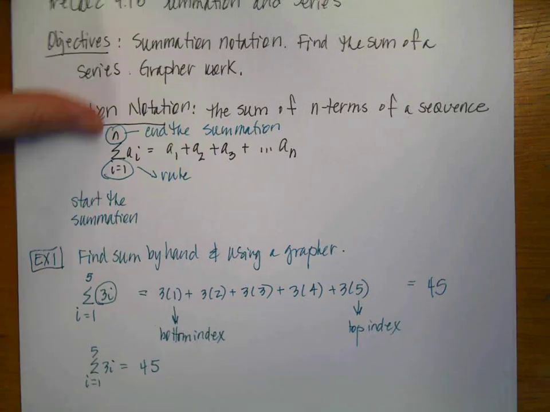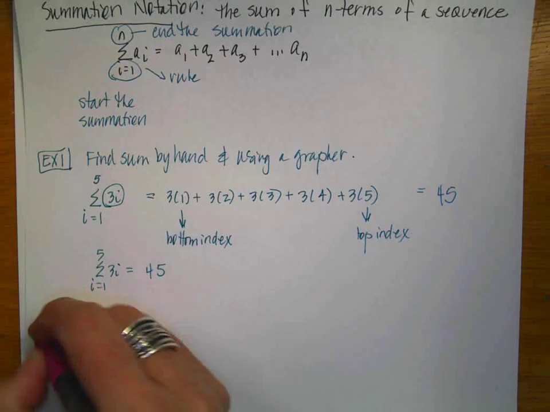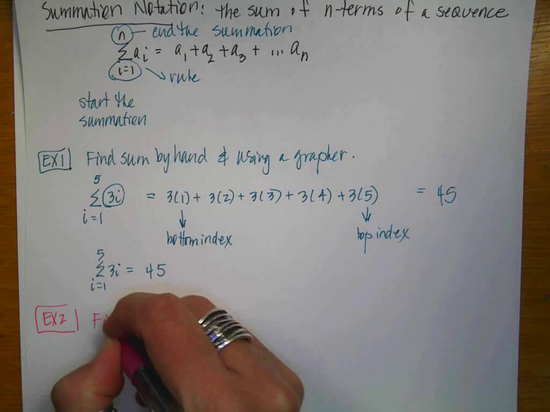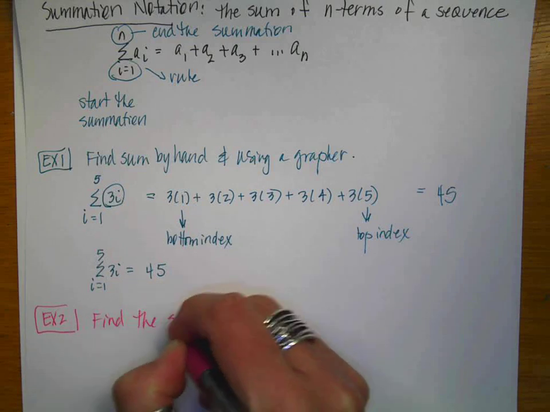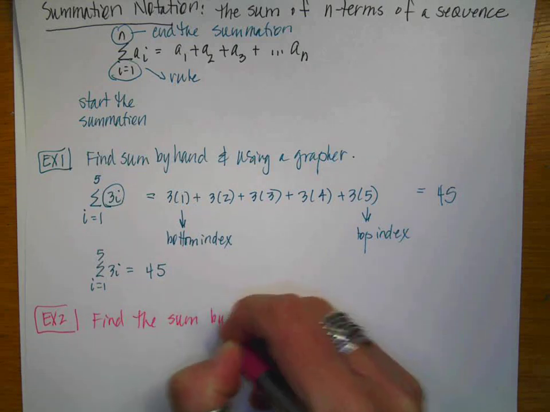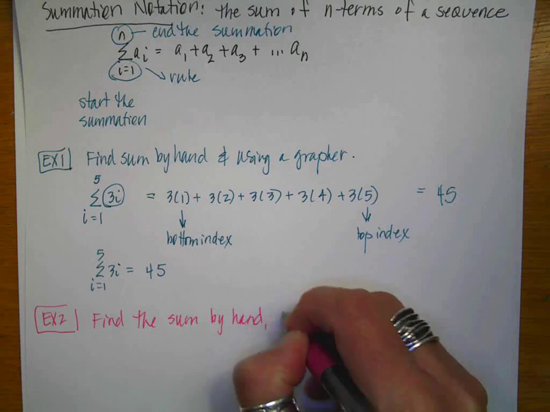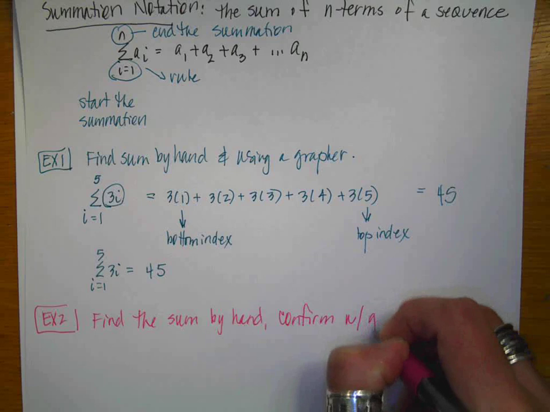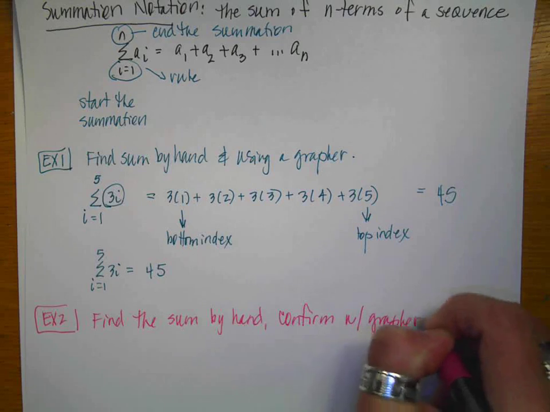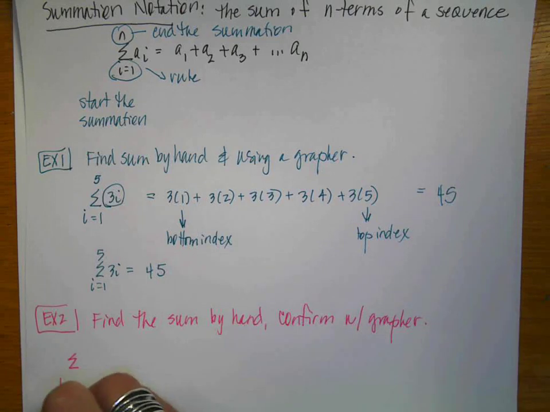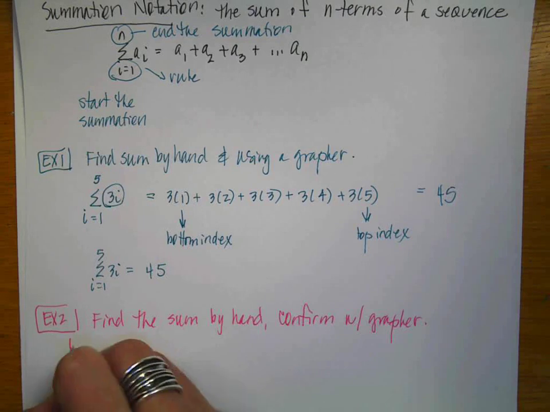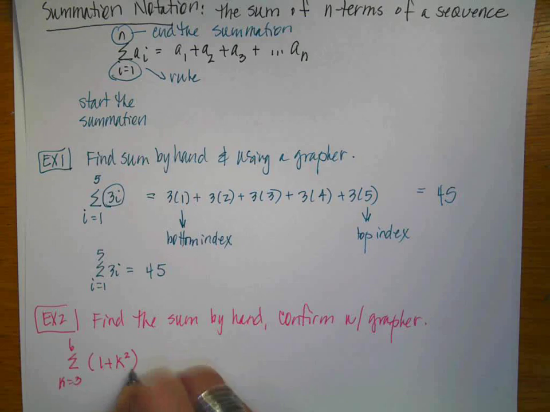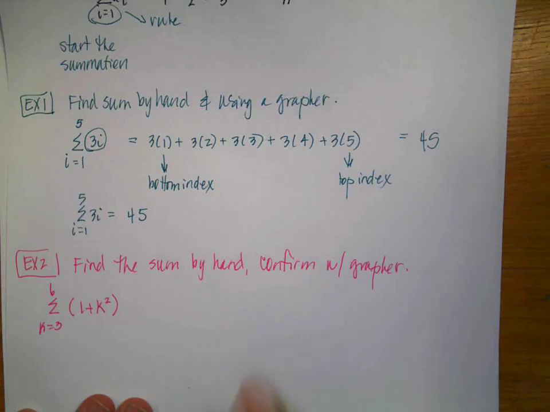All right, let's do our second example. So for example number 2, it says find the sum by hand, and then we're going to confirm with our grapher. So this time our rule is going to be k is equal to 3 to 6, and I'm going to have 1 plus k squared as my rule.